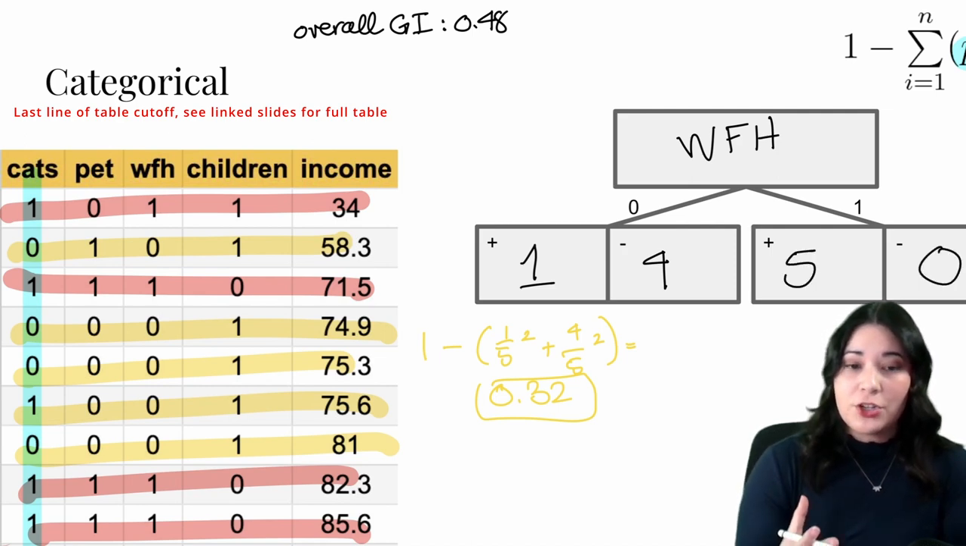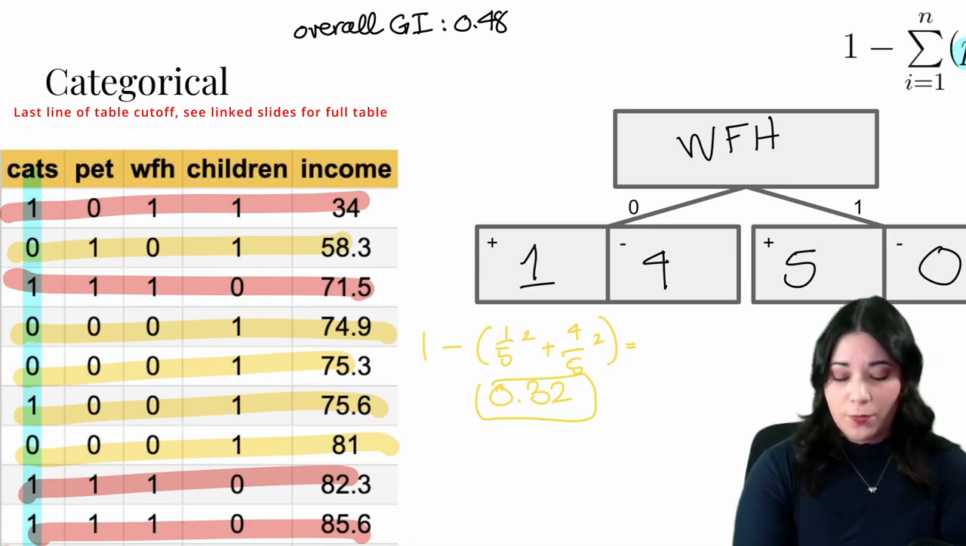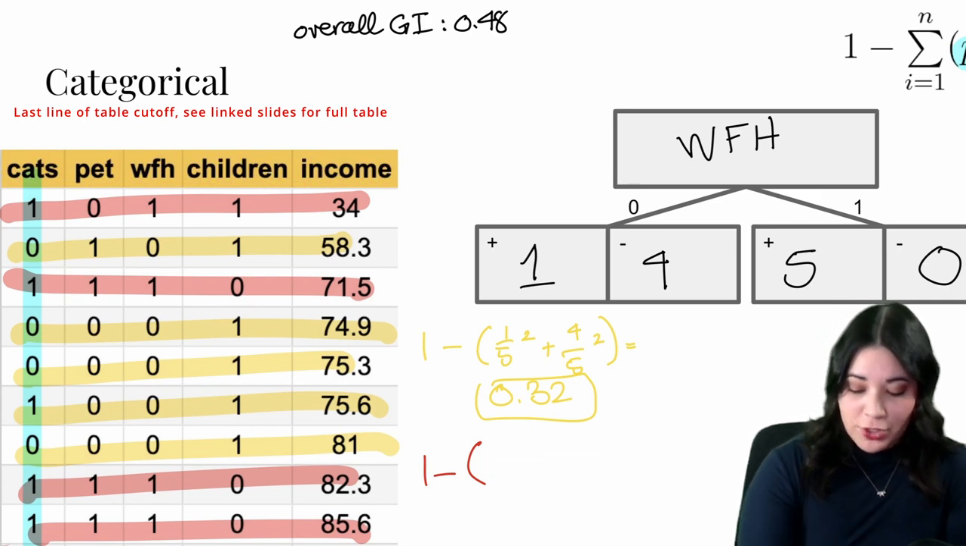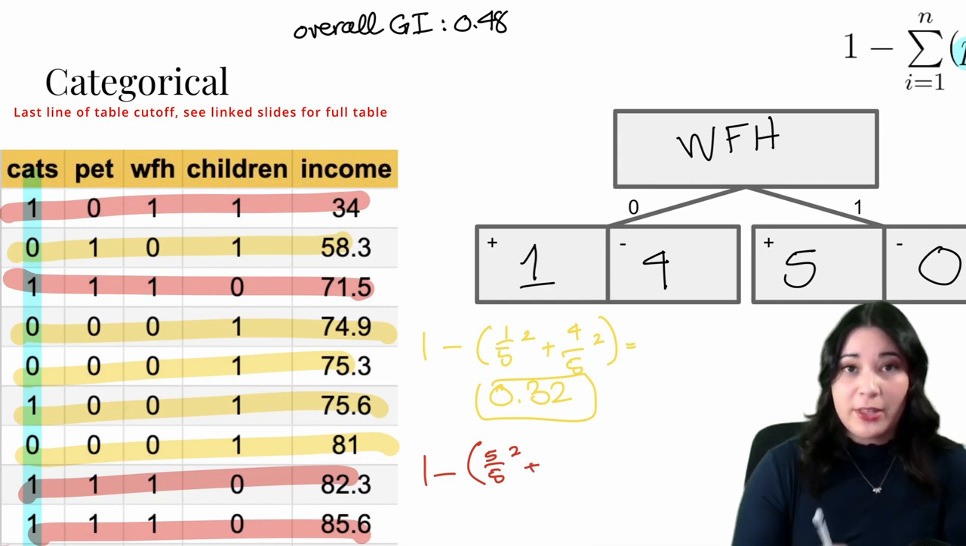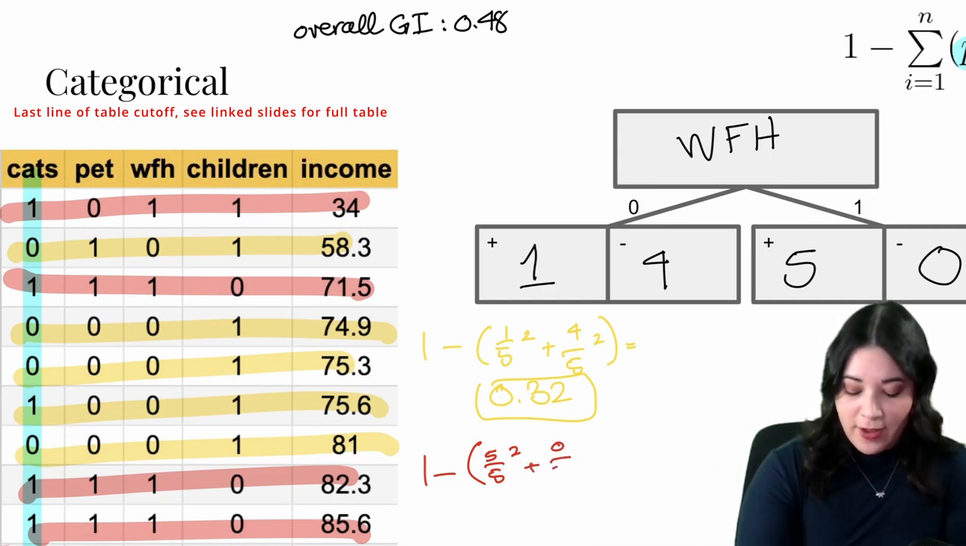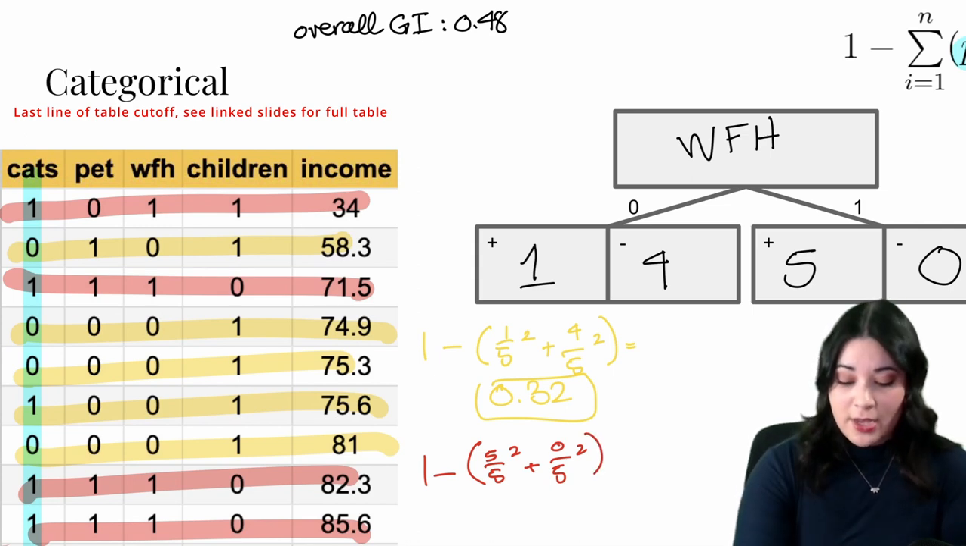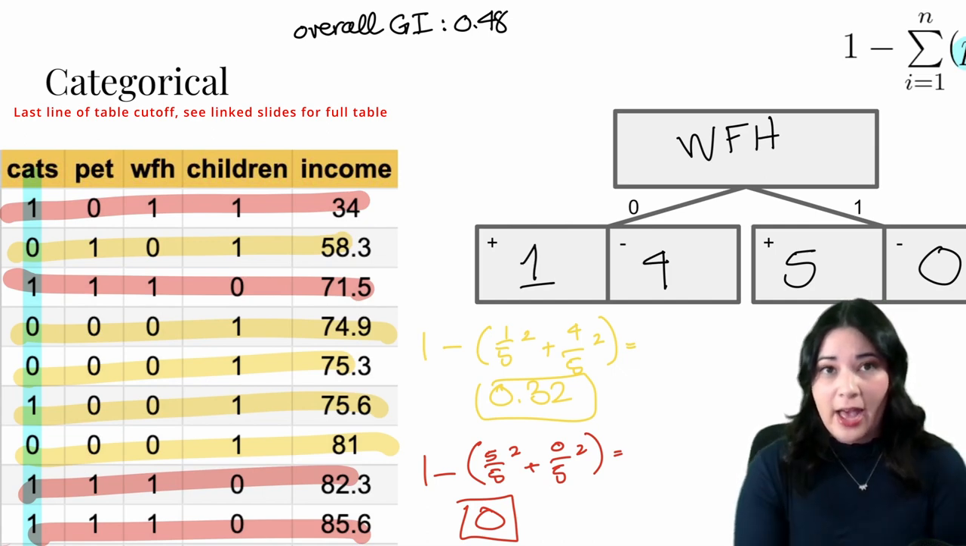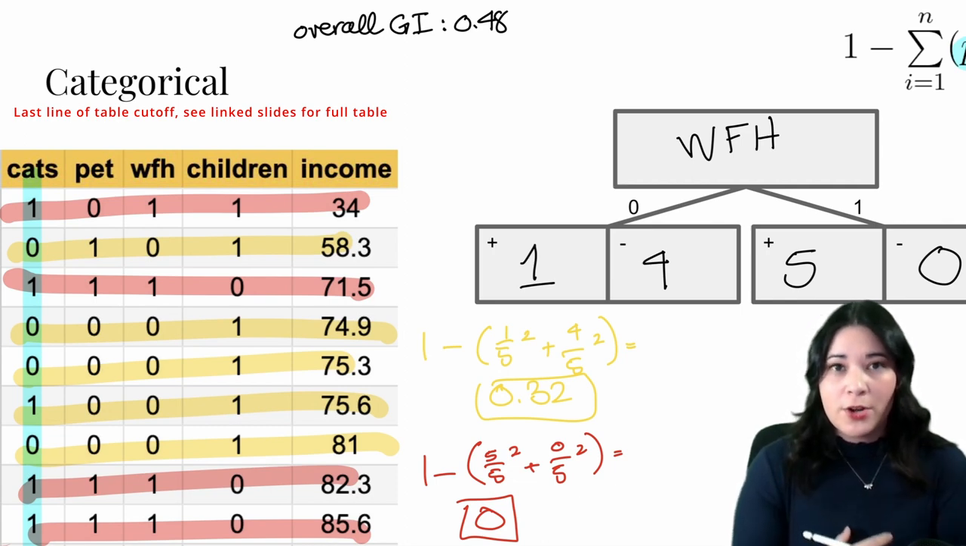So let's calculate the Gini impurity for the right-hand node. We're going to use our formula again, which is going to be 1 minus, and then the probability of having a cat, which is 5 out of 5 for the right-hand node squared, plus the probability of not having a cat, which is 0 out of 5 squared. As you can see, our Gini impurity for the right-hand node is going to be 0. This is the best Gini impurity that we can possibly have. As you can see, the lower your Gini impurity, the more a node tends to be a single category rather than having a split between our two categories.